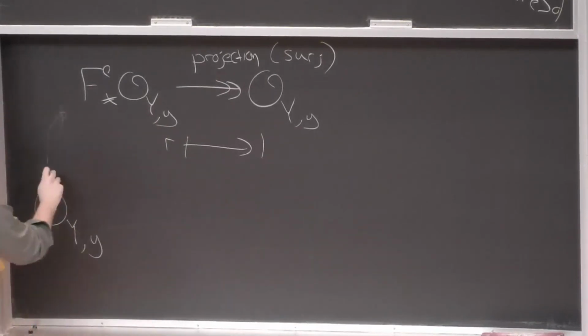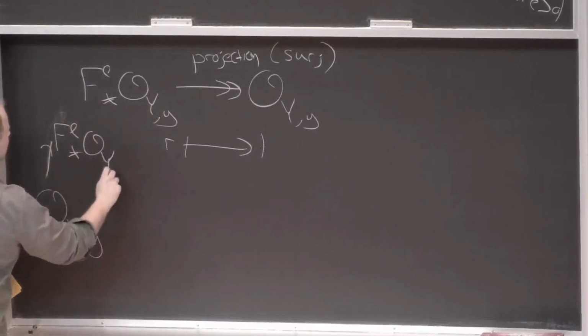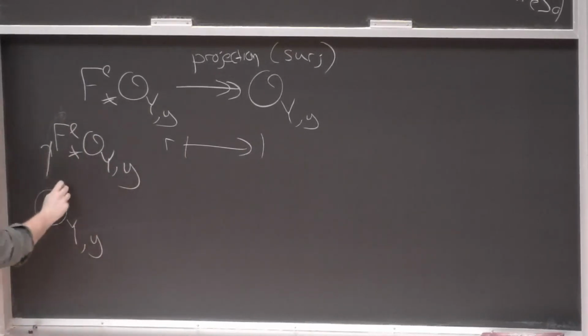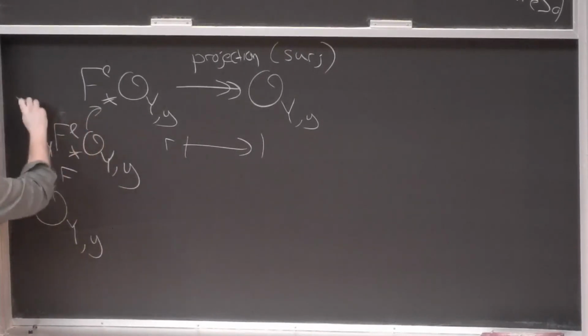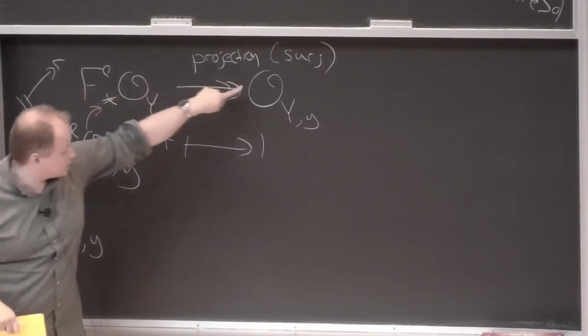But on the other hand, I can always factor this. I can map it by Frobenius first. This is just Frobenius. And then I can look at the map basically that sends 1 to r. Now if I trace through this map, I'm trying to show a Frobenius splitting. 1 goes to here. 1 now goes to r, and now r is going to get sent to 1.